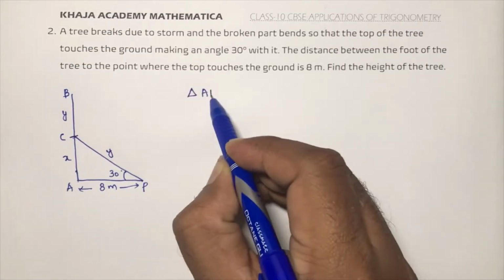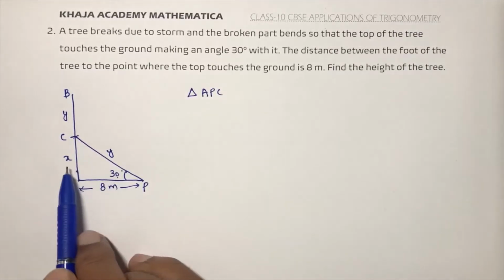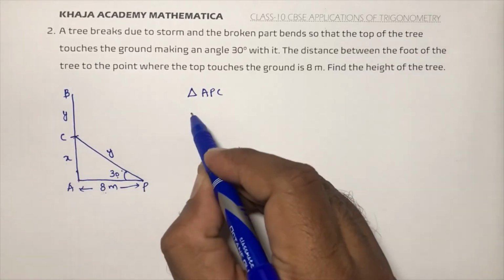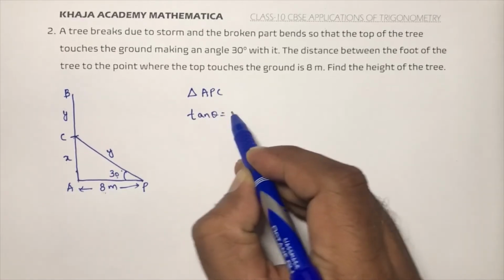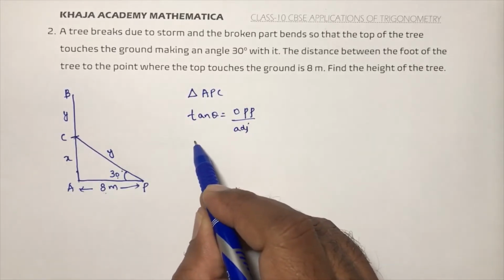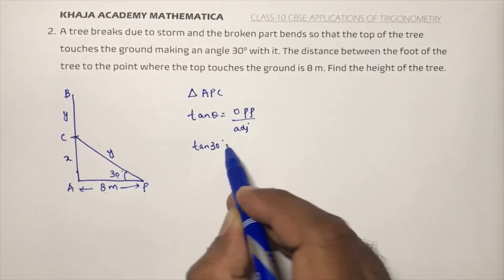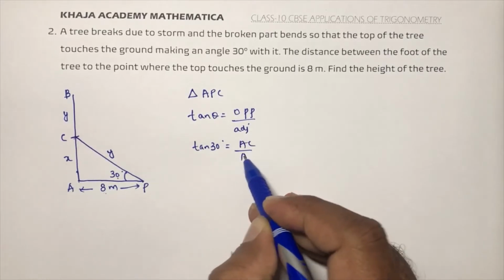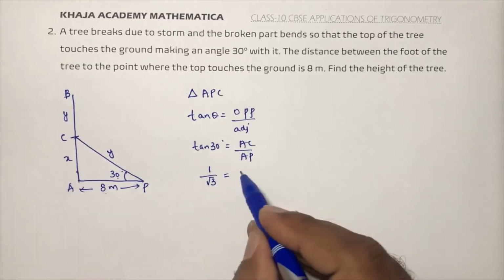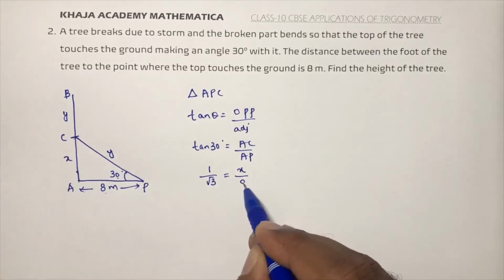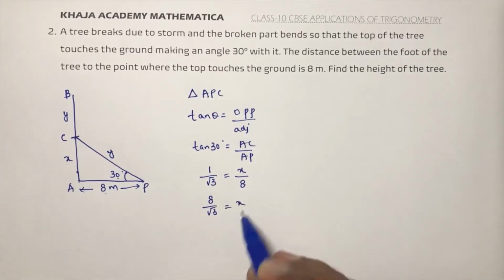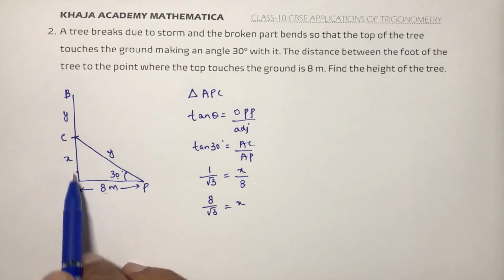Triangle APC. Theta, opposite and adjacent. That is tan theta. Tan theta is opposite by adjacent. So tan theta is 30 degrees. Opposite is AC. Adjacent is AP. Tan 30 is 1 by root 3. AC is X and AP is 8. If we cross multiply, 8 by root 3 equals X. This is the part AC.